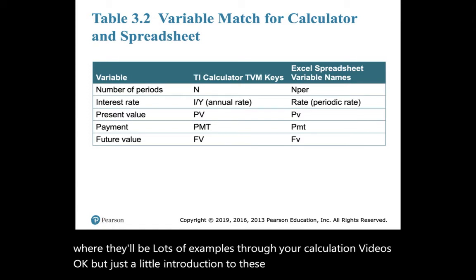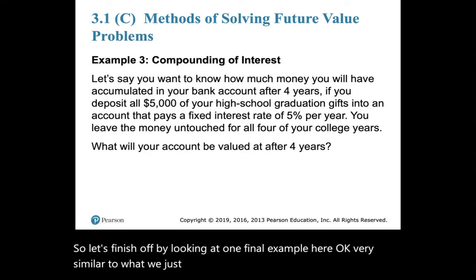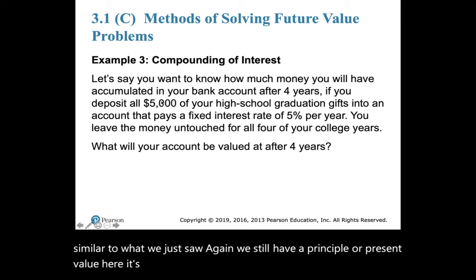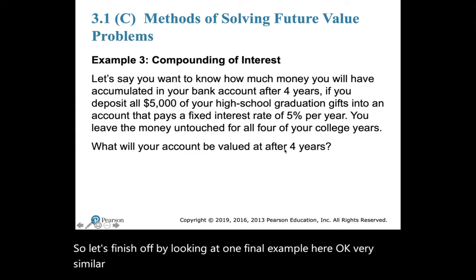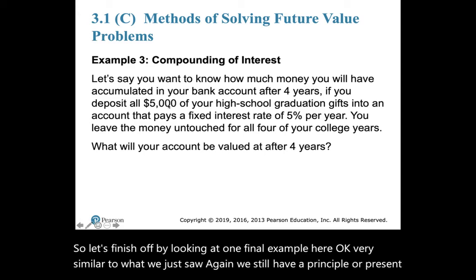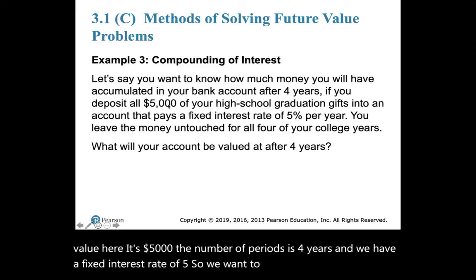So let's finish off by looking at one final example here, okay? Very similar to what we just saw. Again, we still have a principal or a present value. Here it's $5,000. The number of periods is 4 years, and we have a fixed interest rate of 5%. So we want to know what is really the future value, okay, or what will our account be valued after 4 years of this money sitting in that account. It's becoming reinvested after 4 years.